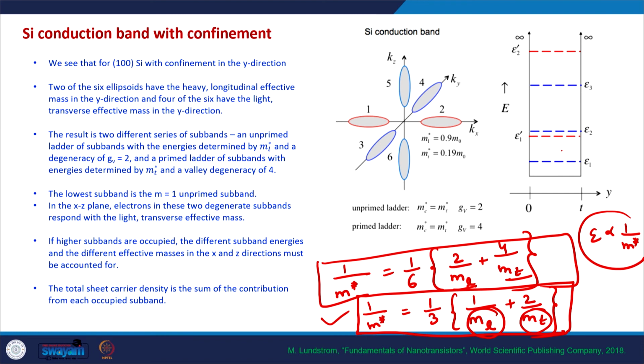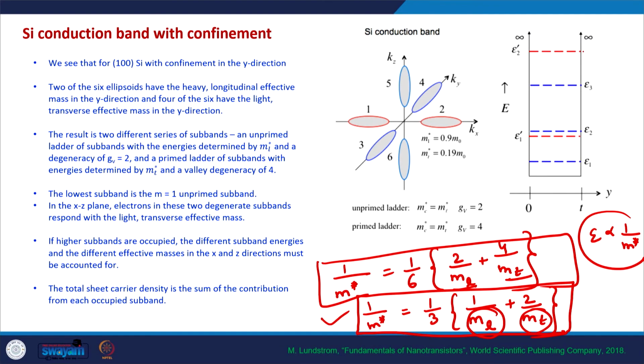So I would recommend all of you to go back and go through the class where we discussed the idea of subbands. How do we consider subbands in a quasi 2D material? Exactly the same thing is happening here, because here also we need to consider subbands, but now we have 2 kinds of subbands. One is because of the heavy electrons having longitudinal effective mass, and one is because of the light electrons having transverse effective mass.